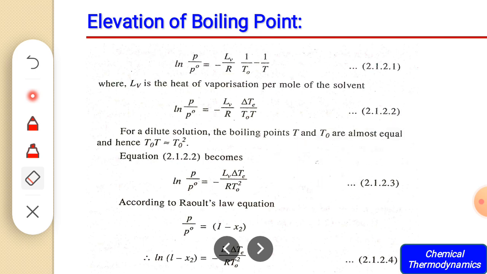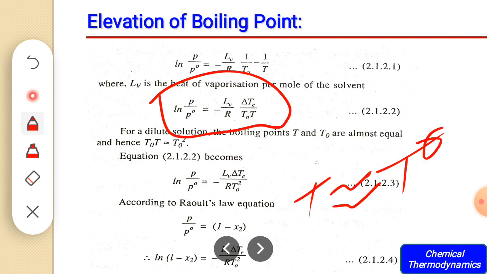So here we will put these terms in this equation. Finally we are getting ln of P upon P0 equal to minus Lv, where Lv is the latent heat of vaporization per mole of the solvent, divided by R, in the bracket delta Tb divided by T0 into T, and I already told you T is nearly equal to T0. That's why T0 into T becomes T0 square, and by putting this value in this equation we are getting ln of P upon P0 equal to minus Lv delta T divided by R T0 square.